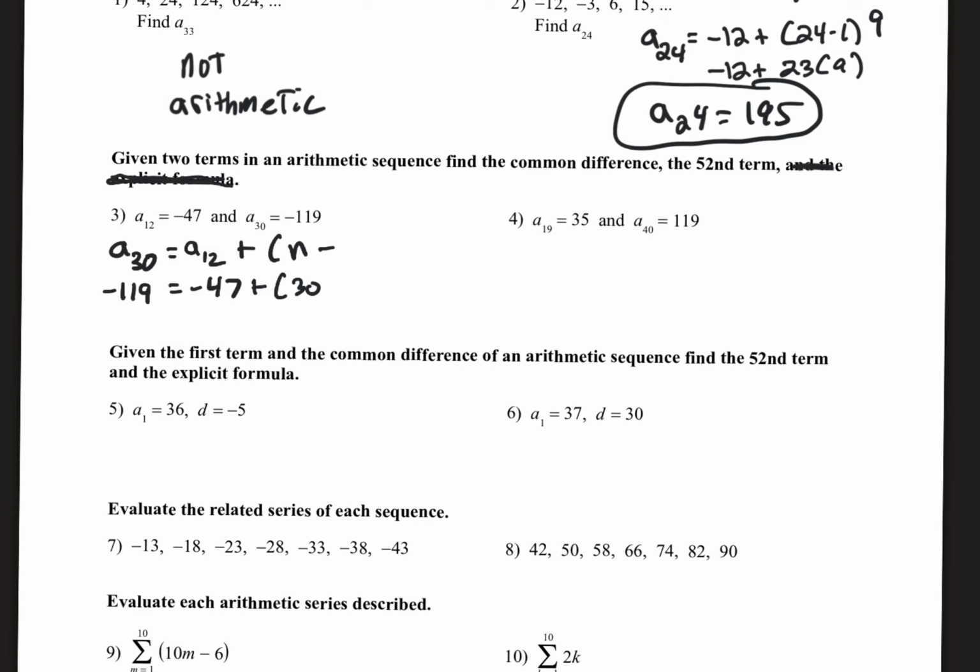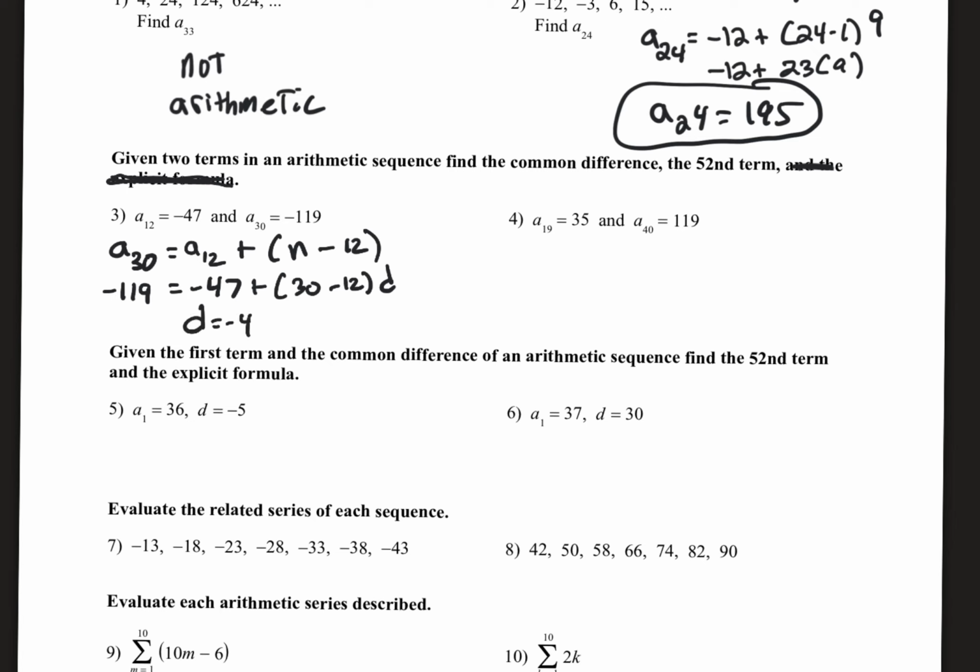So minus 12, and that'll give us the difference. So add 47 to 119 and divide by 18. And we get negative 4. So D is equal to negative 4.